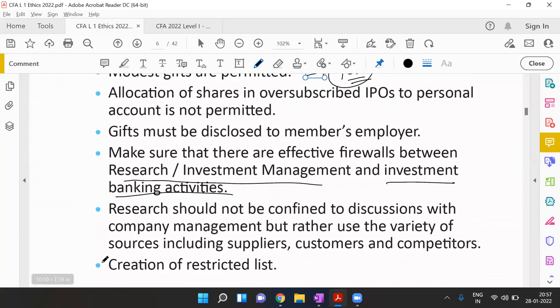Okay, then it says if you are a research analyst preparing a research report, and you're just consulting with the management of the company, say you're preparing a report on Paytm, discussing with Mr. Vijay Shekhar Sharma and the top management, and you're issuing a research report. Is it comprehensive? No. You should prepare a comprehensive report that should not only be confined to the management of the company. Rather, you should use a variety of sources. Who are their customers? Talk to their customers, do competitor analysis, competition analysis, and then talk to suppliers also, right? There are so many things which have to be a part of a research report. It should not be a mere discussion with the top management of the company. So you should prepare a comprehensive research report.